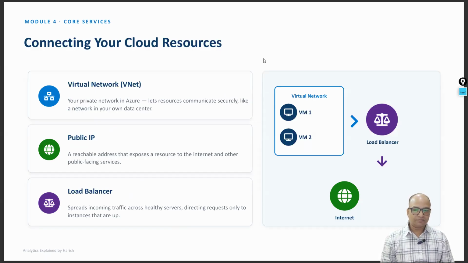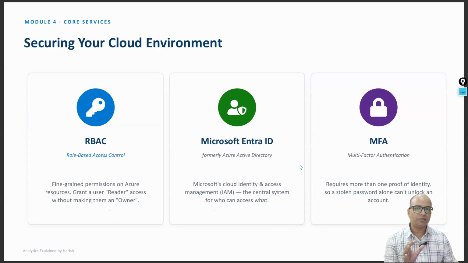Guys, is that clear? Clear. So now we are connecting the cloud resources. Generally, if you see here, we have the virtual network. Inside the virtual network, we have the virtual machines, and those are connected with the load balancer. The load balancer divides the traffic between the servers, between the virtual machines, right? And those are connected with the internet. I will show you in the later slides.